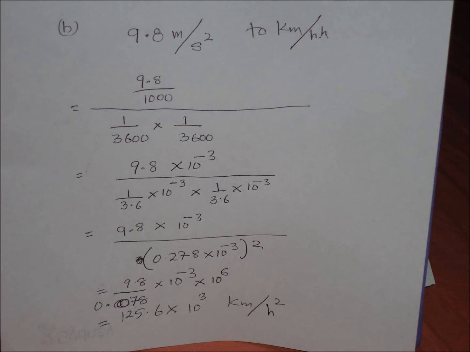and the 10 to the minus 3 in the denominator, squared, will be 10 to the minus 6. Then again when you bring it to the numerator, it will be 10 to the plus 6. So what you will have is 9.8 divided by 0.078, which is 125.6, then 10 to the minus 3 times 10 to the plus 6 is 10 to the 3. So the answer would be 125.6 times 10 to the 3 kilometers per hour squared.